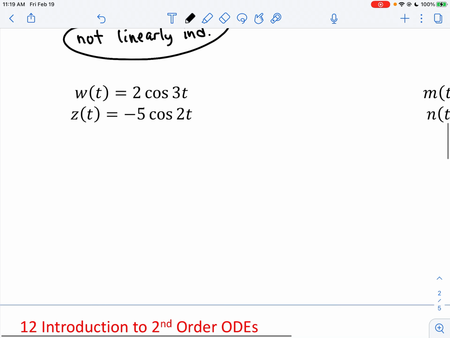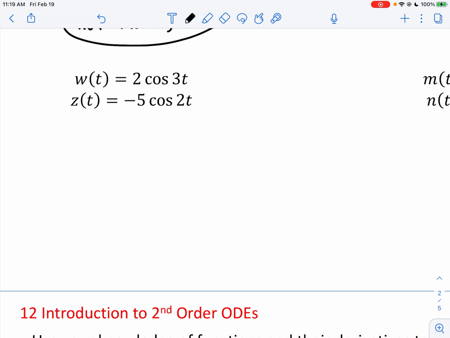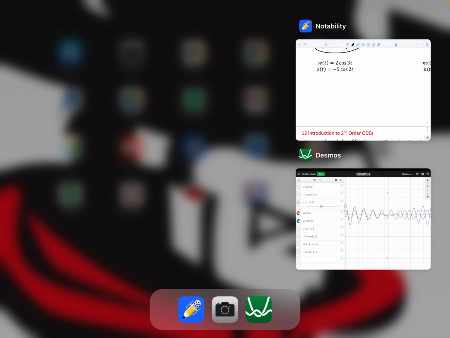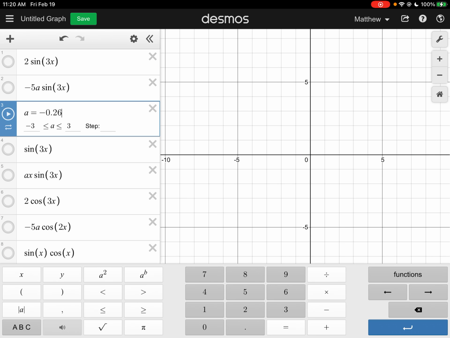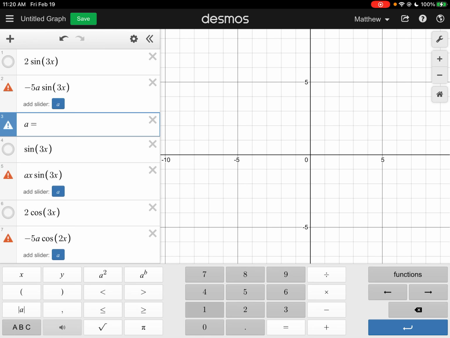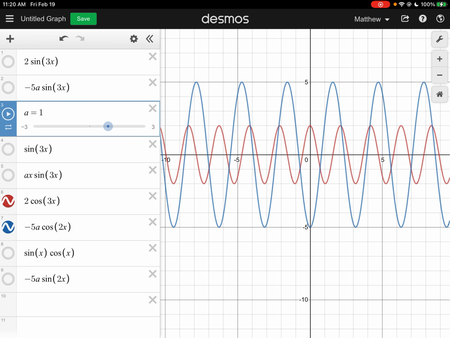Circle some answers. Let's go to the next set. w of t and z of t equal 2 cosine 3t and negative 5 cosine 2t. Now these two cosine waves have different periods. That's going to be a problem. You won't be able to get them to match up if they have different periods by doing vertical stretching. Let's just verify that. They have different periods because one's a 3t, one was a 2t. Let me put a back at 1 and then reveal these two graphs. So they have different periods.